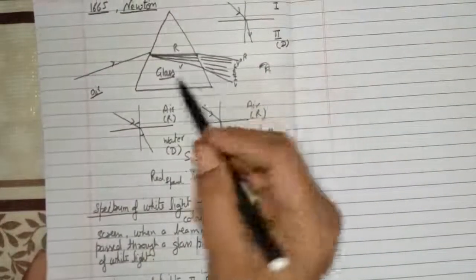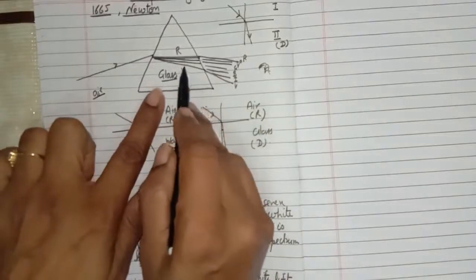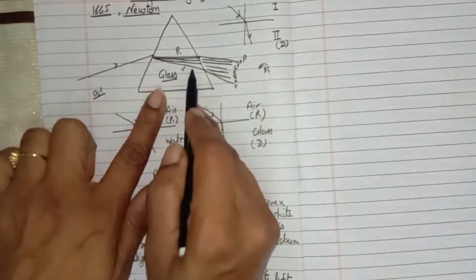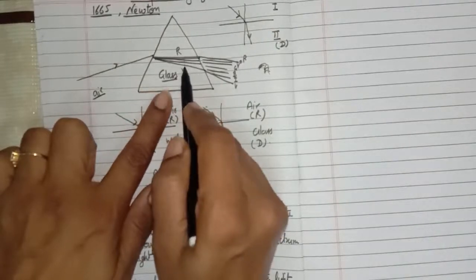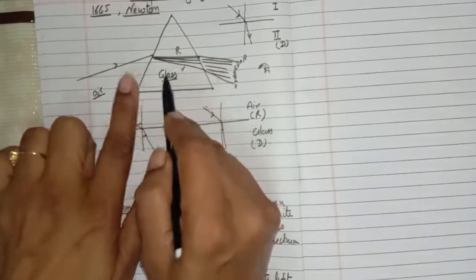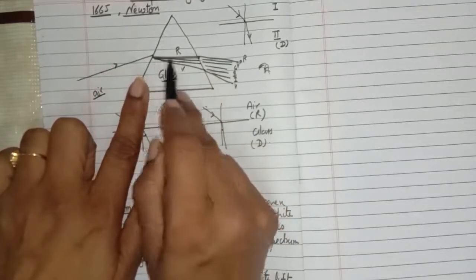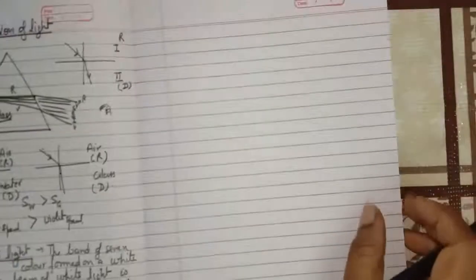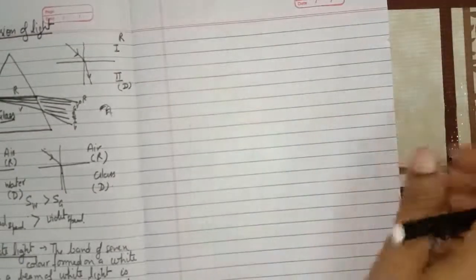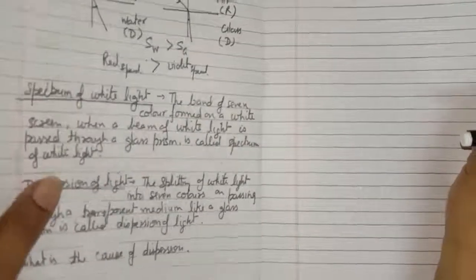I think I should explain again why the dispersion of light takes place. Since the different colors of white light have different speeds in another medium like glass, since the different colors have different speeds in media other than air, the dispersion of light takes place. And I think you should write it. Okay, the answer to this question you have to write yourself. What is the cause of dispersion?